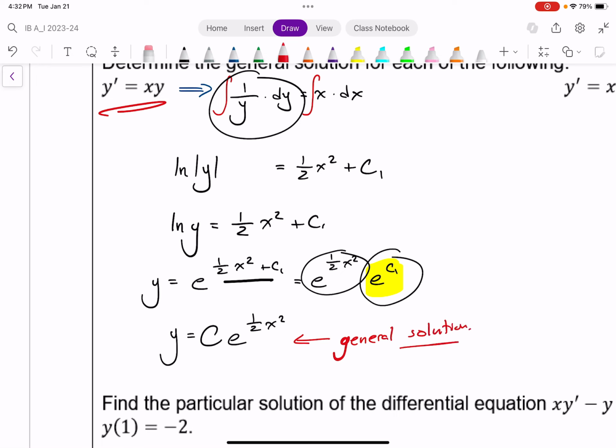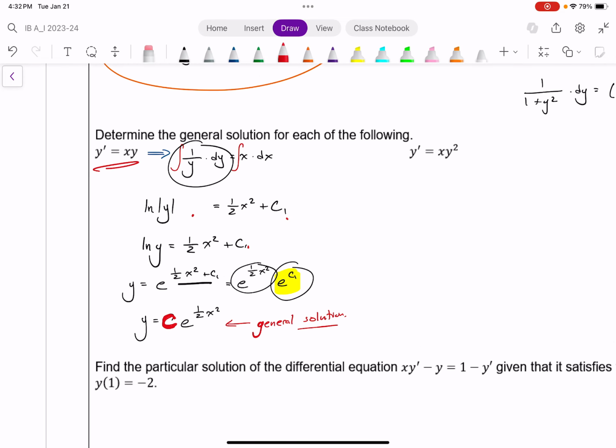And a general solution will always have some sort of constant in there. Notice as I integrated and did a bunch of work here, I had multiple different constants, but in the end, I only needed to have one constant here. And so I'm going to leave my final answer with just c instead of c1 or c2 or something else like that. All right, so that's the general solution.